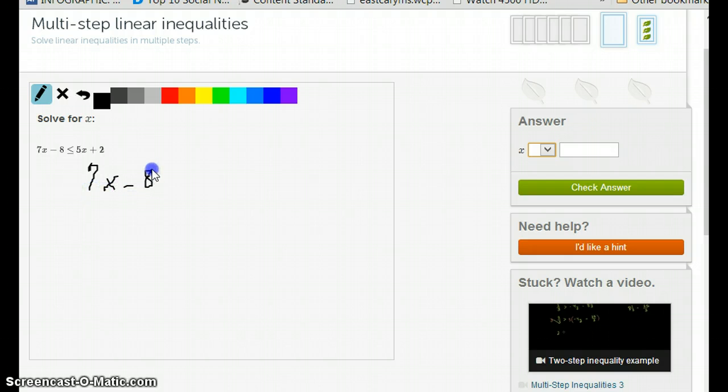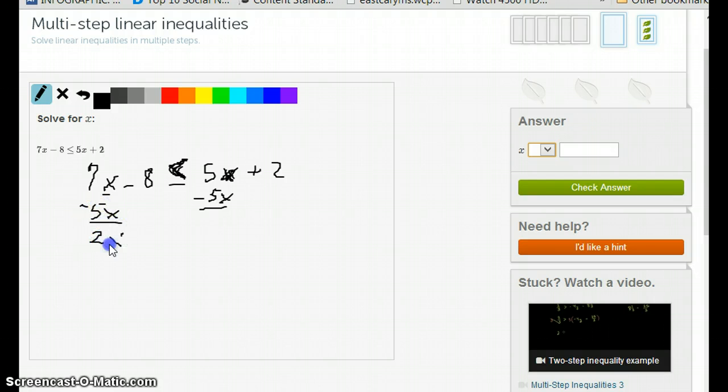7x minus 8 is less than or equal to 5x plus 2. Since they want to end up with the x on the left side, how about we use that to decide what our strategy is going to be too. So we're going to have 7x on this side, 5x on this side. How do we just get x's on this side? Let's get rid of this 5x. The way we get rid of 5x on this side is we subtract 5x from this side, and of course we would also have to subtract 5x from this side.